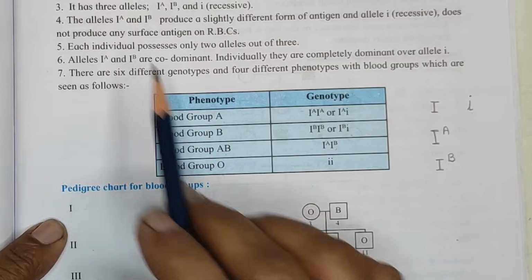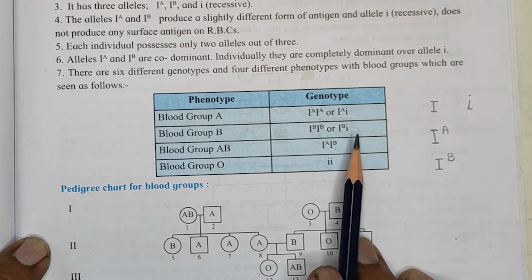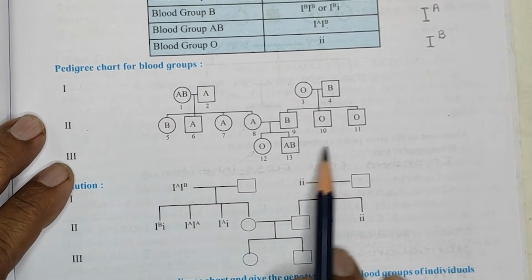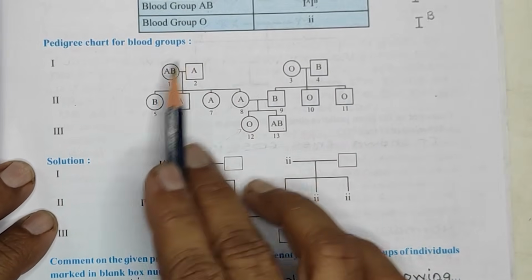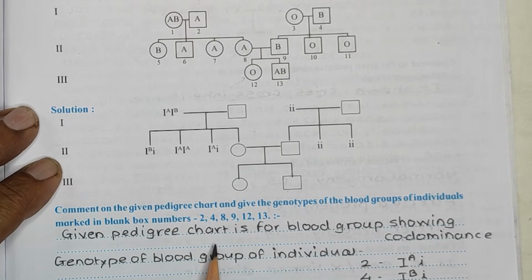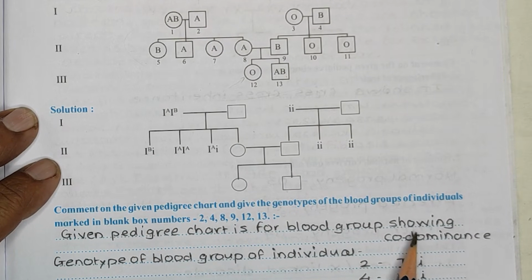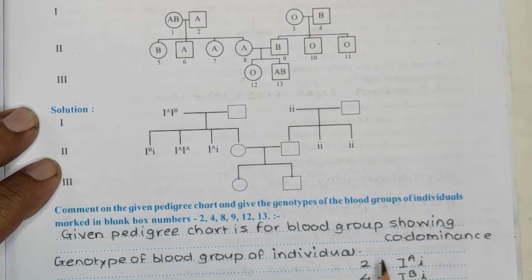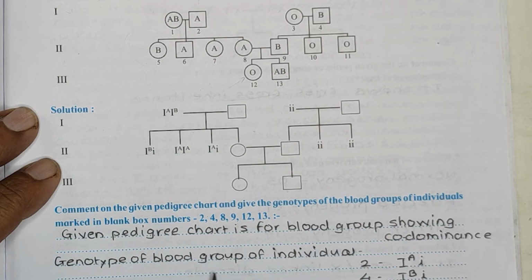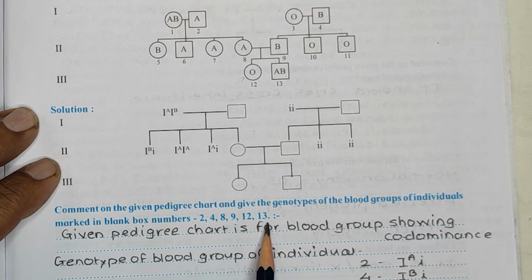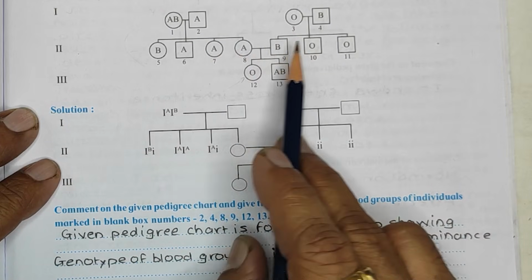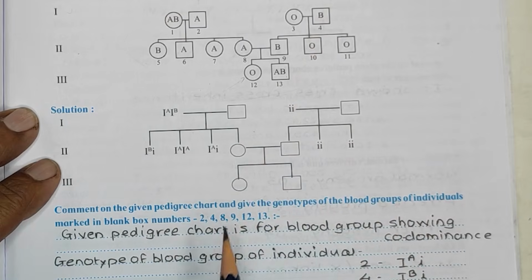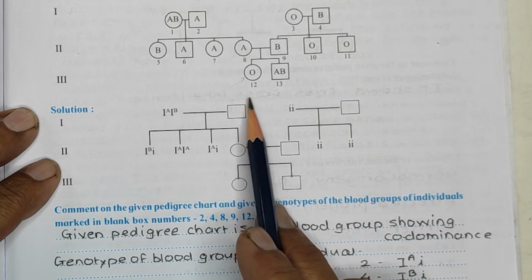Next we'll see the blood group. So for the blood group, these are the phenotypes, these are the genotypes, and this is the chart. Based on this chart we have to write the answer. So, a comment on this chart: when we observe it, we write here that the given pedigree chart is for blood group showing codominance. It shows multiple alleles and that shows the codominance. They ask about the genotype of the blood group of individuals 2, 4, 8, 9, 12 and 13.